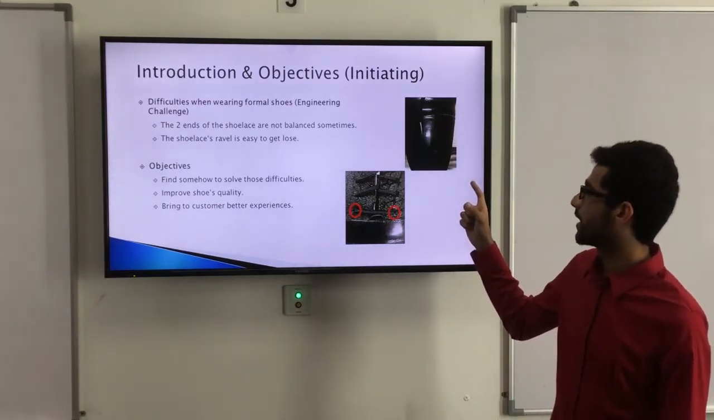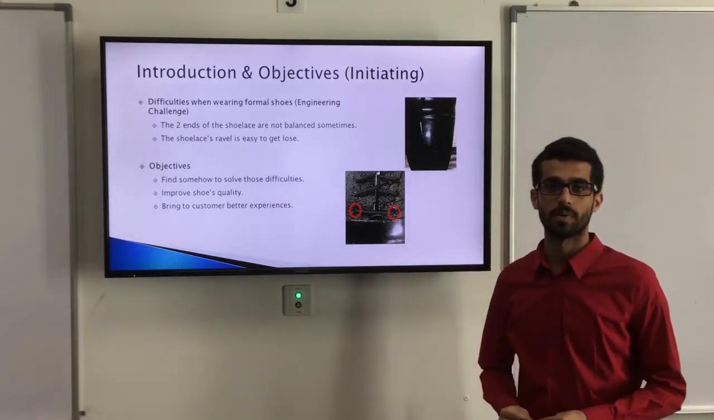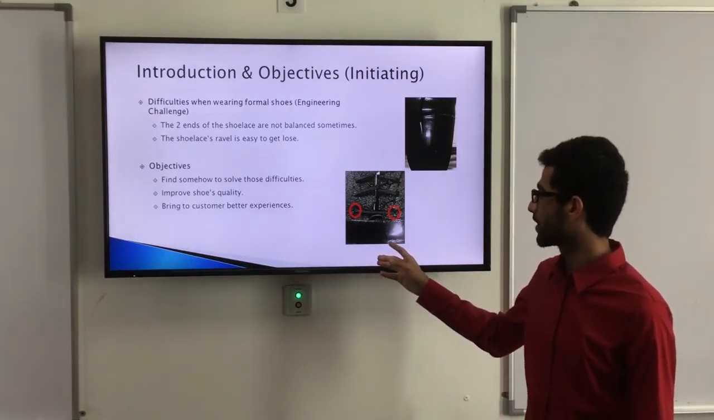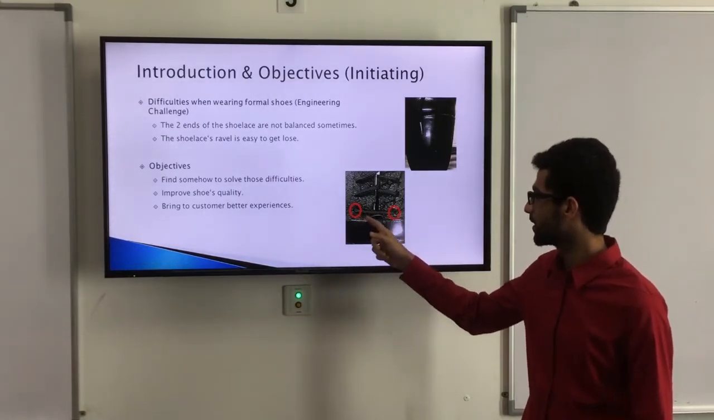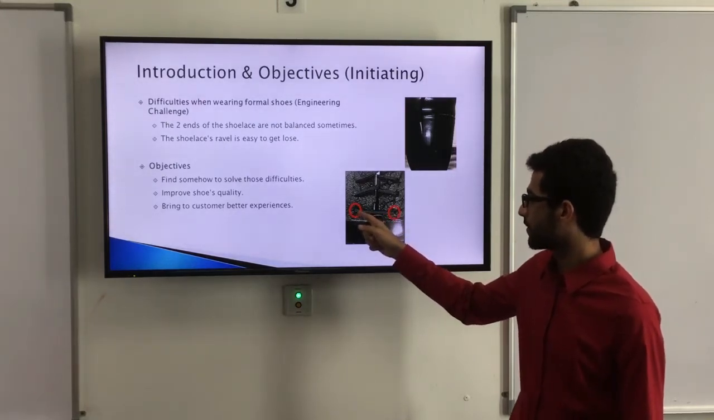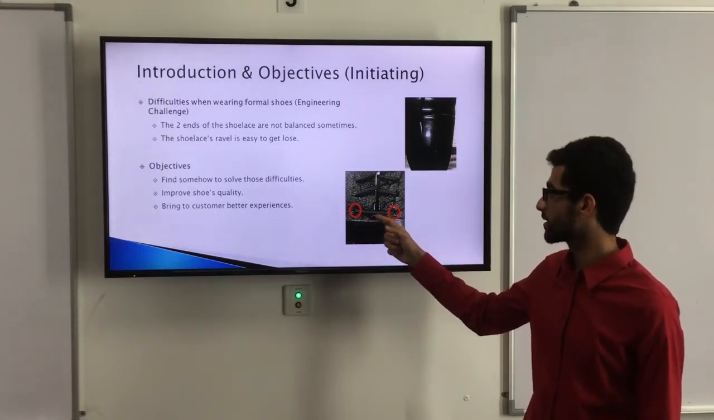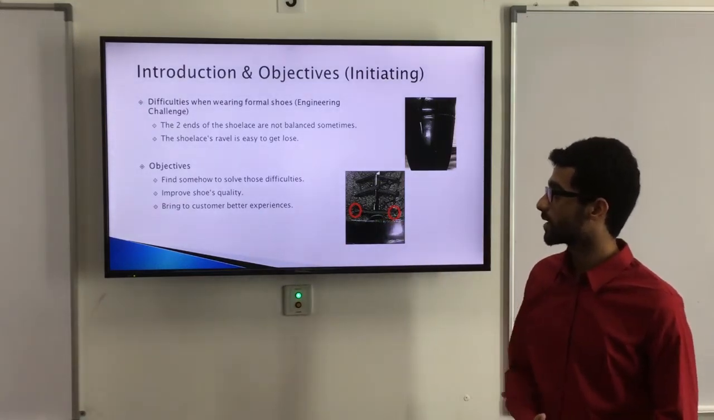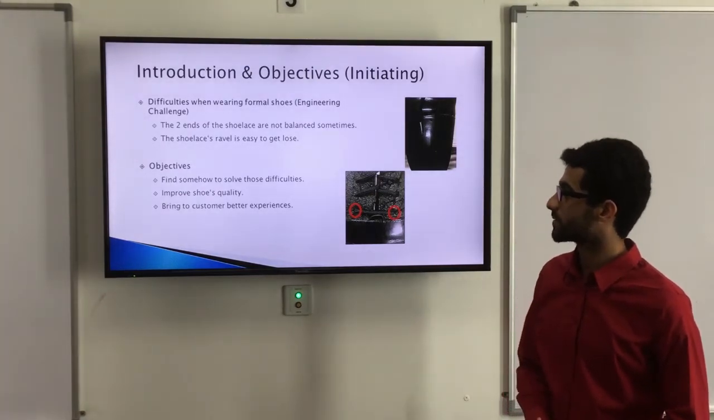So the team came out with an idea to solve this problem, and the new idea was a rubber tire supporter. Here is the deliverable of our product. As we can see, here are the two rubbers, and the shoelace is put inside the rubber, so the rubber will not allow the shoelace to displace and move anymore. The objectives of this project: improve shoe quality and bring customers a better experience.